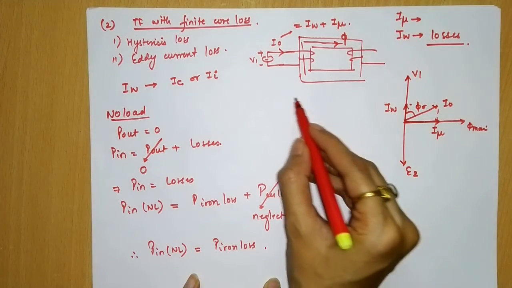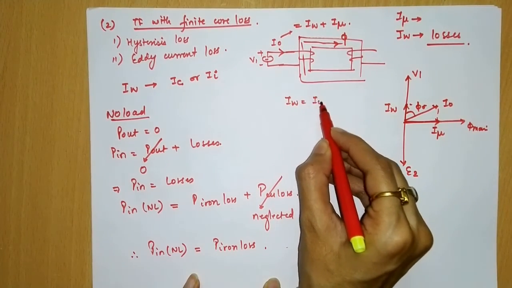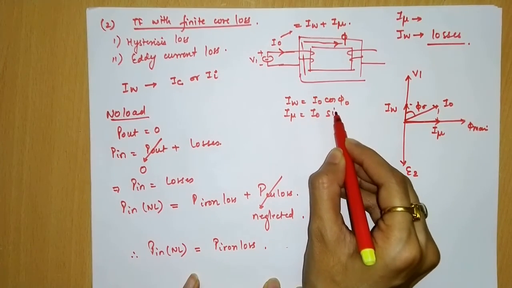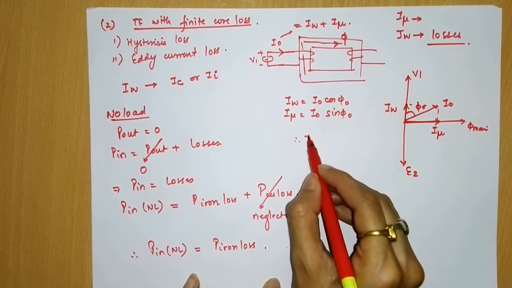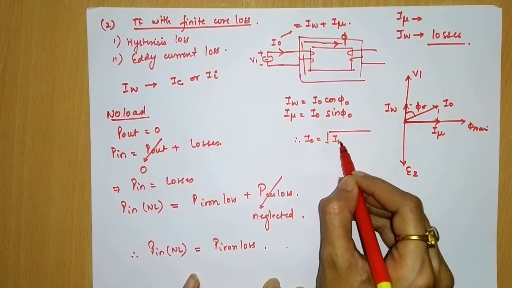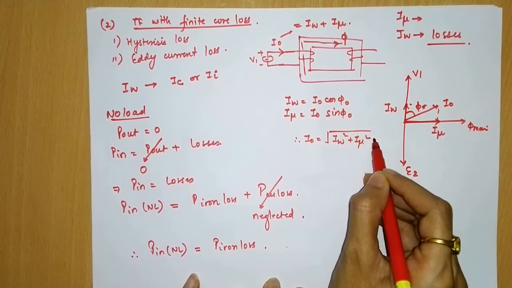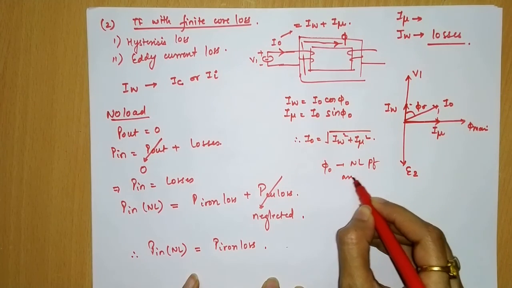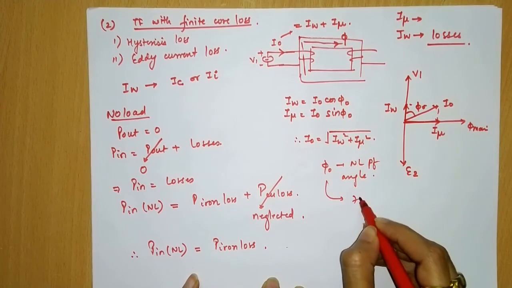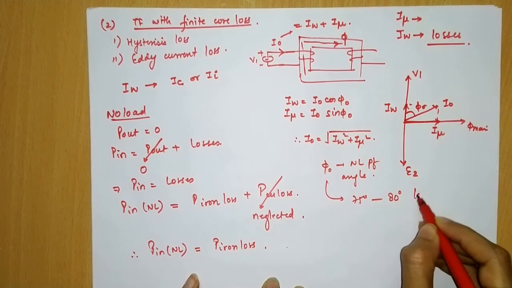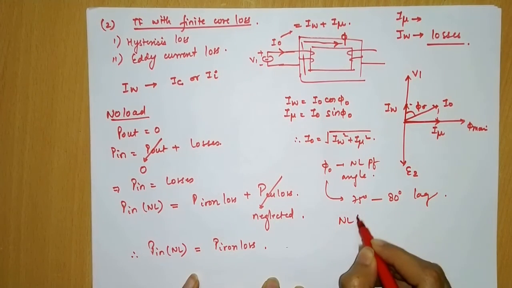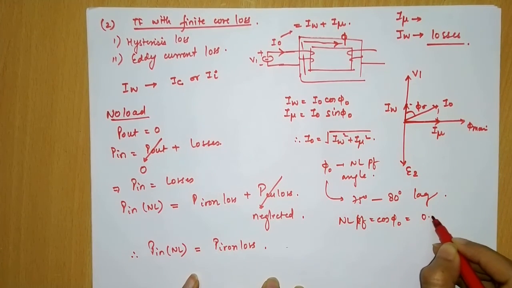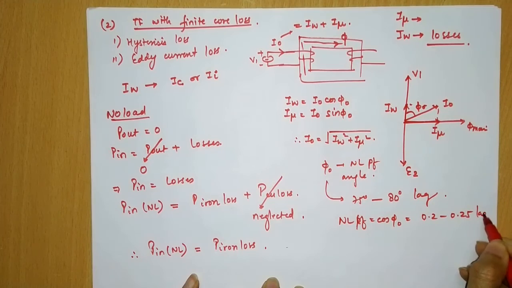Hence, from phasor we can write IW is equal to I naught cos phi naught and I mu is equal to I naught sin phi naught. Therefore, I naught is equal to under root IW square plus I mu square. This phi naught is the no load power factor angle. It lies from 75 to 80 degree lagging. Therefore, no load power factor cos phi naught is equal to 0.2 to 0.25 lagging.